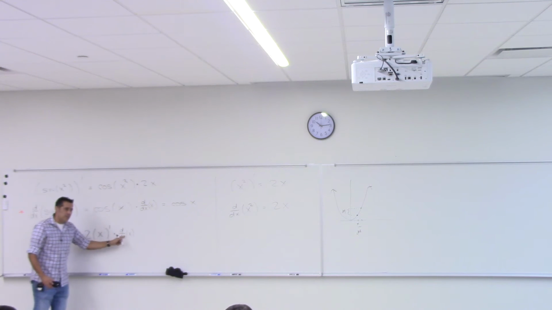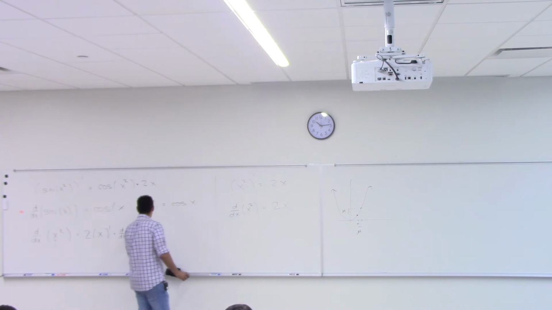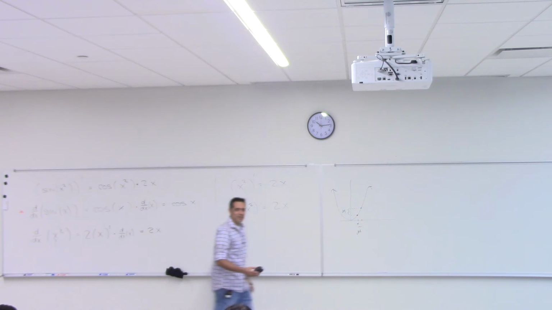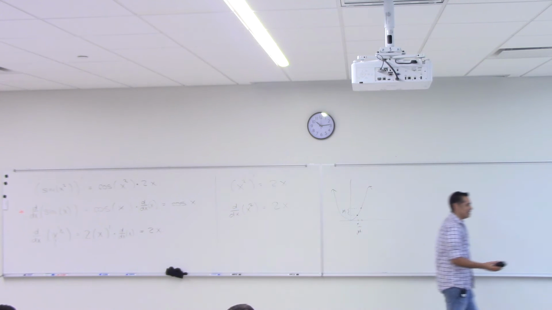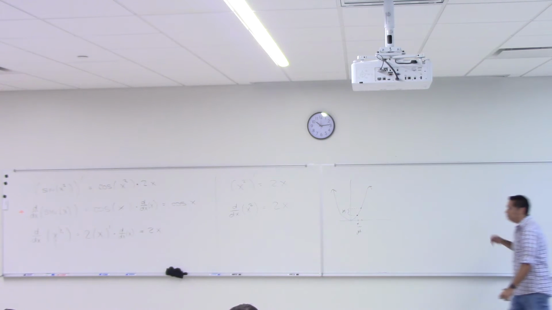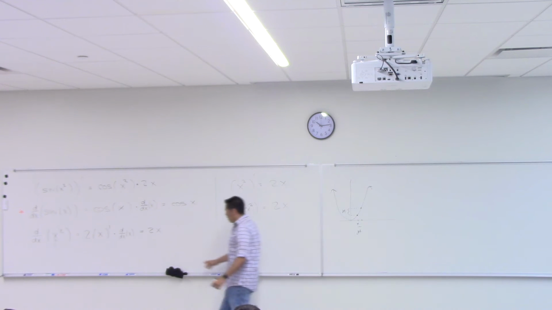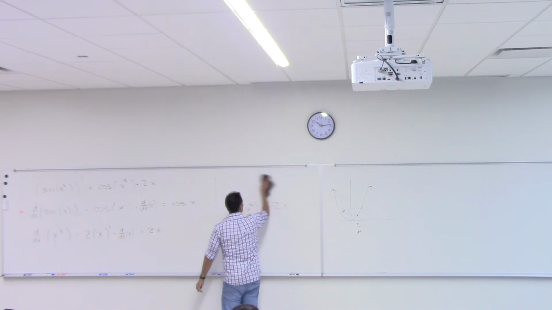And so since this is 1, we just get 2x. I know you're sitting there going, why are you making this more complicated than it has to be, right? Like, why are you complicating this? Right? Here's why. What if I ask you for this?